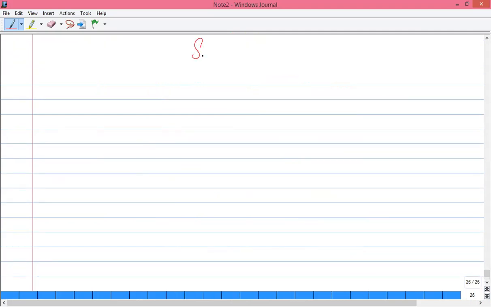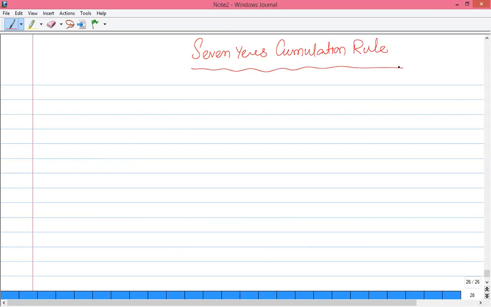Now let's discuss the 7 years accumulation rule. This is related to the calculation of the NRB, whether we can use the NRB against the chargeable amount or not. As we know, in a tax year, when we transfer something, we deduct the nil rate band, but we have to check whether the nil rate band is available or not.